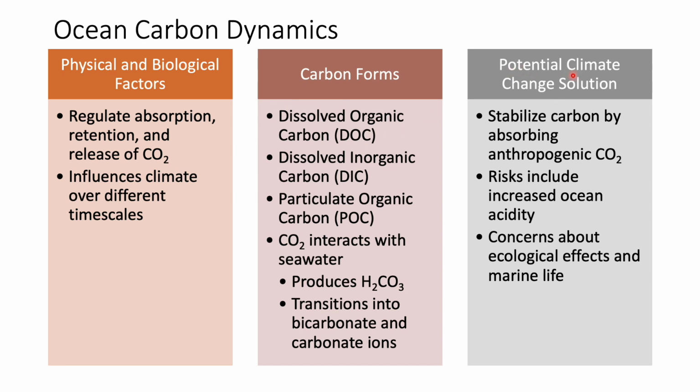Then what are the potential climate change solutions? These actually stabilize the carbon by absorbing anthropogenic CO2. That is, the ocean basically absorbs a lot of anthropogenic carbon dioxide. The risks include increased ocean acidity. One way carbon dioxide is removed is a good thing, but when the carbon dioxide enters the ocean, it actually leads to ocean acidification. So one good thing leads to one bad thing.